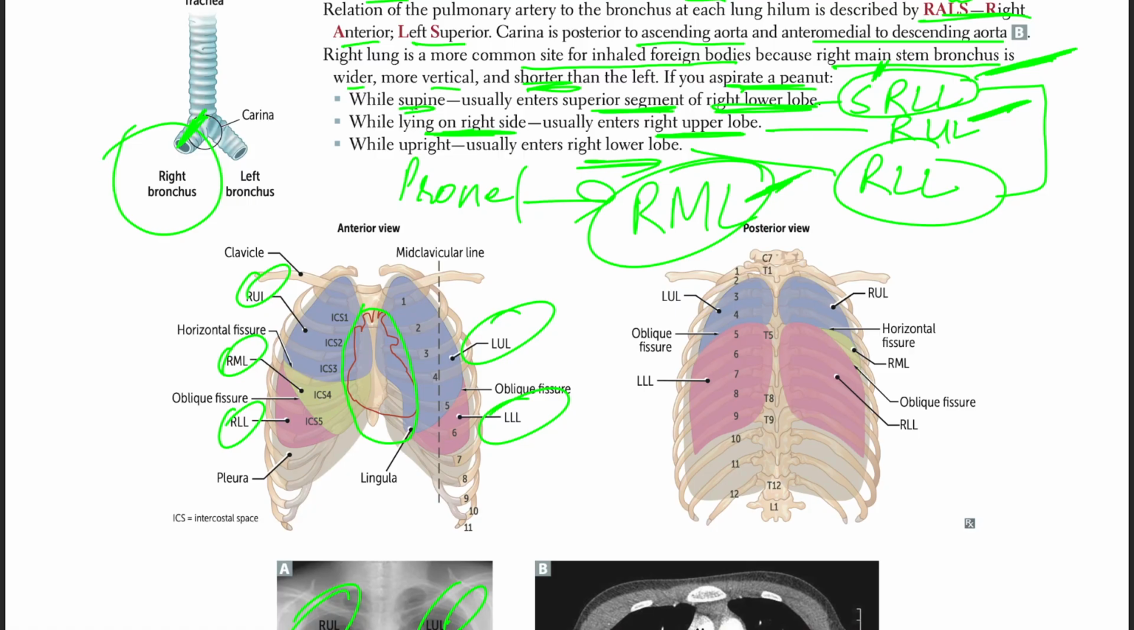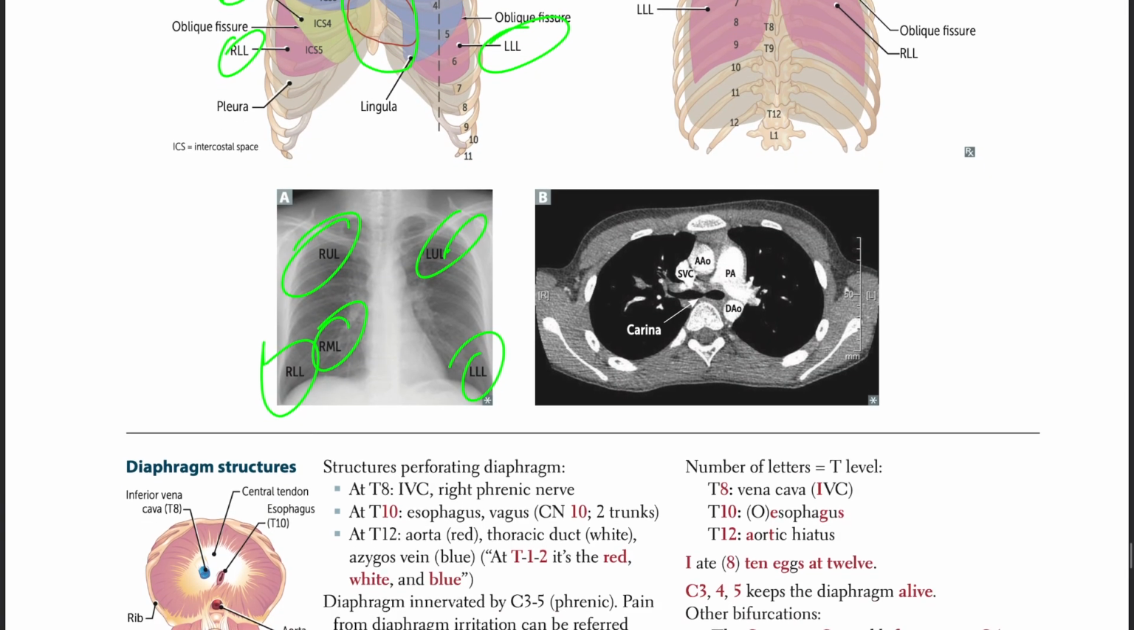Okay, that's what we have. They were saying anterior to the carina is your anterior ascending aorta, and posterior to the carina is your descending aorta, and you can see that here.